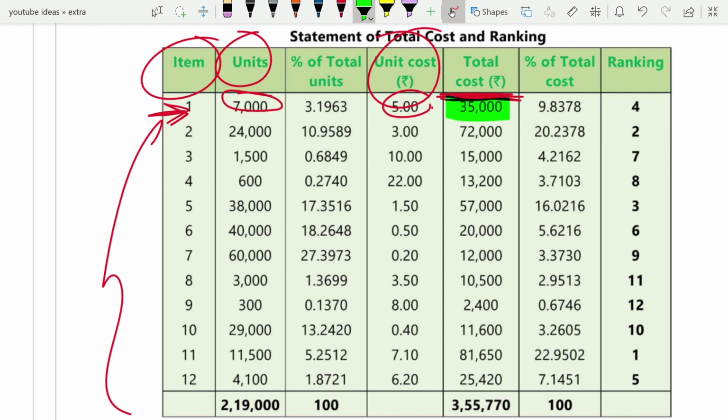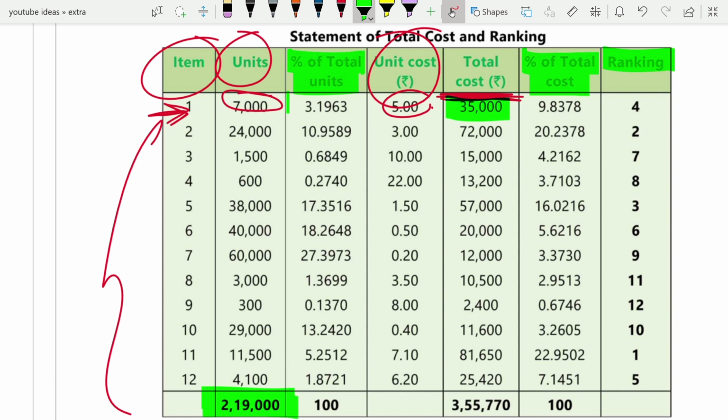Now there are three columns that are pending. One is percentage of total units, the other is percentage of total cost, and the other one is ranking. So first, how will you find out percentage of total units? First, you have to find out how many total units are there. Here the total units are 2,19,000.